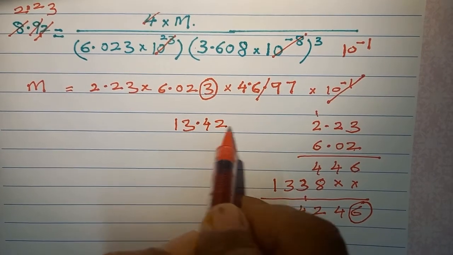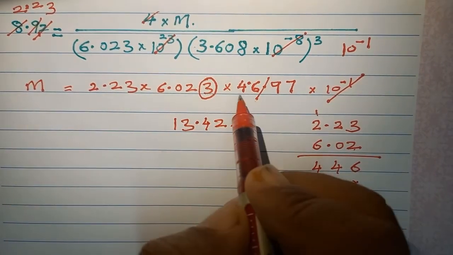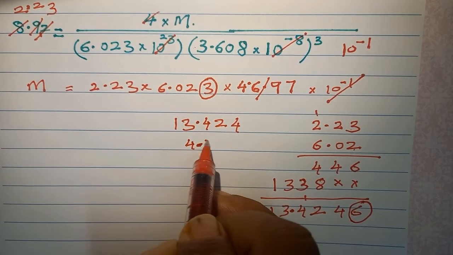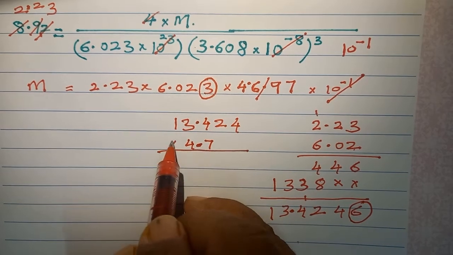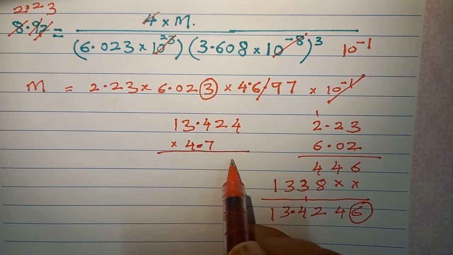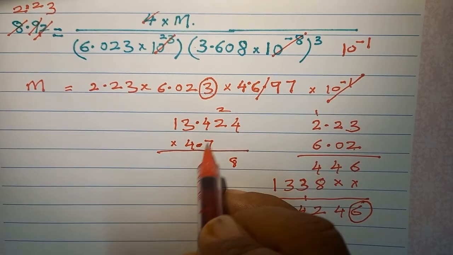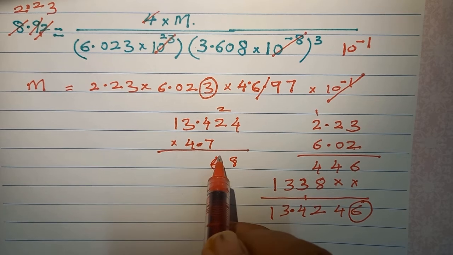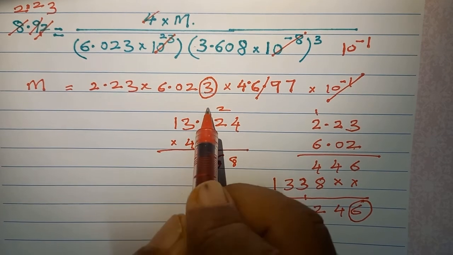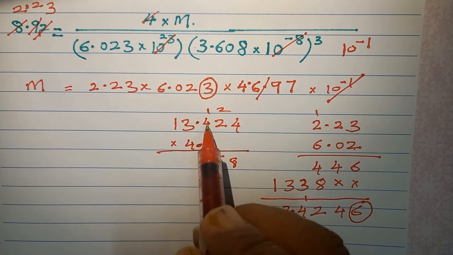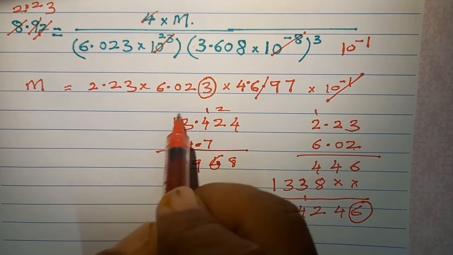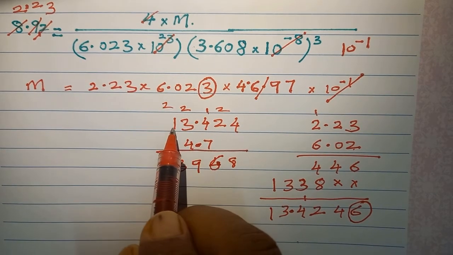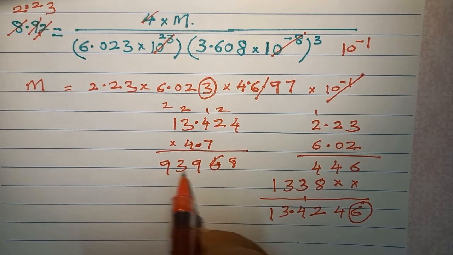13.424 multiplied by, we can write 47, which is near about value. Now 7 into 4 is 28. 7 into 2 is 14 plus 2 is 16. 7 into 4 is 28, 29. 7 into 3 is 21, 23. 7 into 1 is 7 plus 2 is 9.